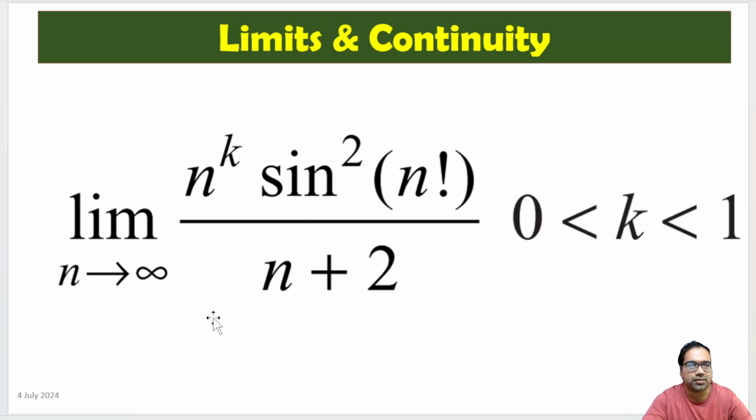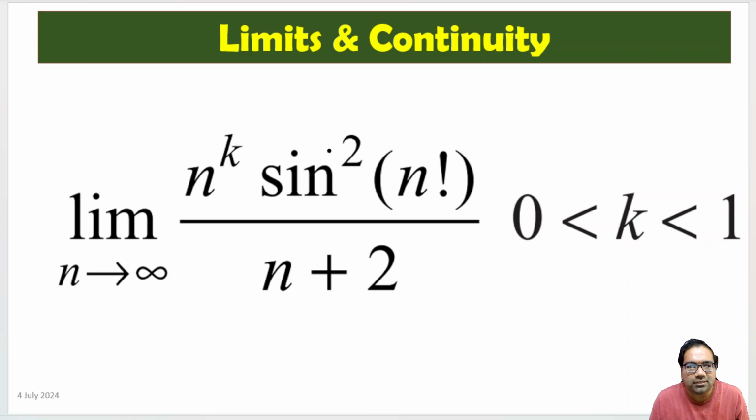We have the limit as n tends to infinity of n power k times sine square of n factorial, divided by n plus 2. And we are given 0 less than k less than 1. That means k is not 0, k is not 1, k is somewhere in between, 0.5, 0.7, whatever it is.